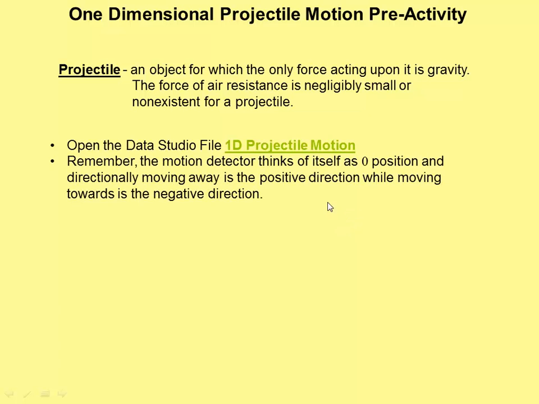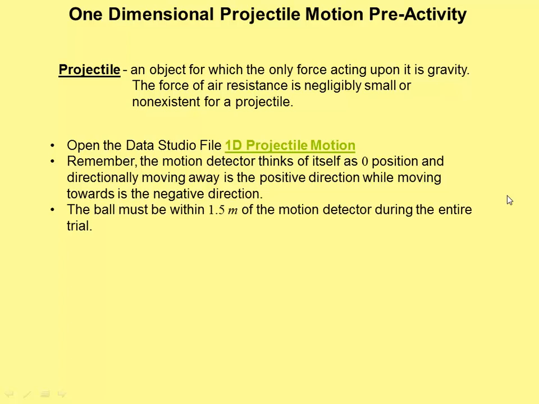Now, remember a couple things about the motion detector. It thinks of itself as zero position. When the ball is moving away from the motion detector, it's going in the positive direction. When it's moving towards the motion detector, it's going in the negative direction. Those three things are important to you trying to predict what the graphs will look like.